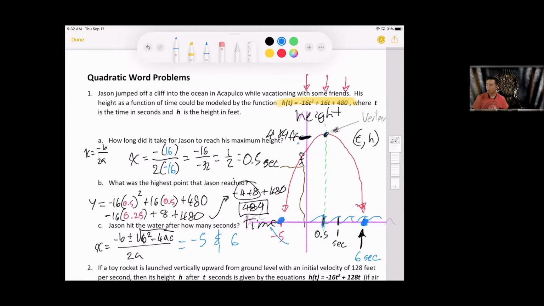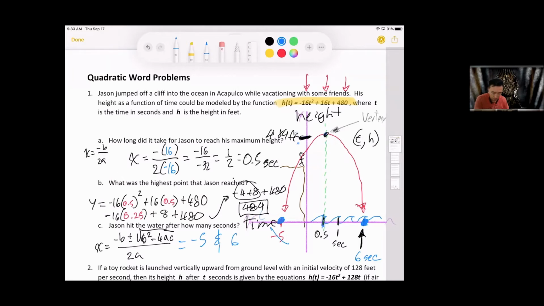Any questions with that? Okay, so again, it's all the same thing that you've been finding. You've been finding roots, you've been finding vertex, you've been finding the axis of symmetry, you've been finding the maximum. It's all the same questions, it's just that they're putting it to you in a word problem.